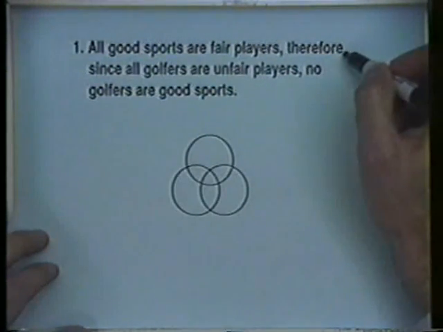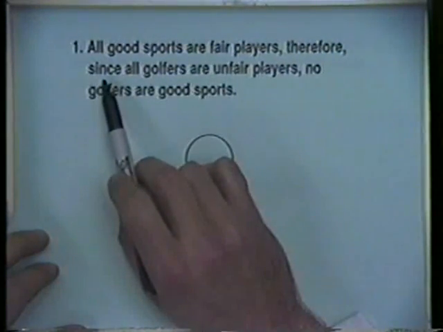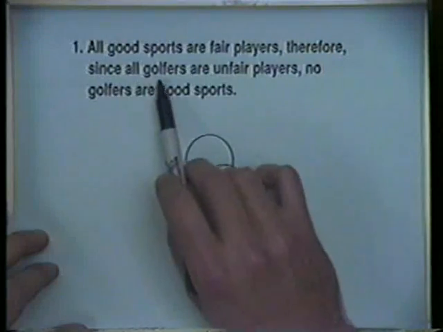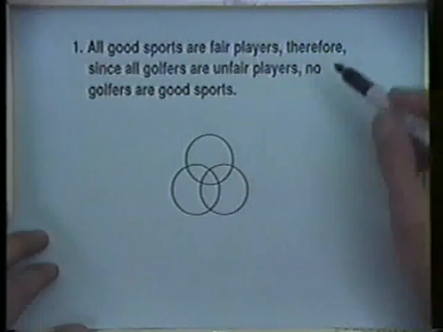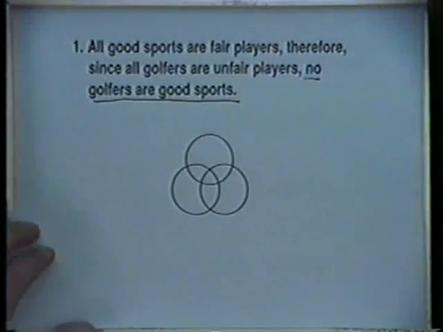We have therefore, which is a conclusion indicator, but again, here it's followed by since, which is a premise indicator. So what immediately follows the since is the second premise. No golfers are good sports is our conclusion. Now it's important to remember that when you do Venn diagrams, you do not diagram the conclusion, but you need to identify the conclusion in order that you can identify the terms.